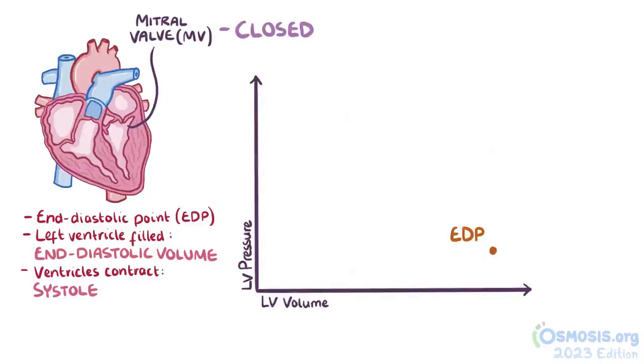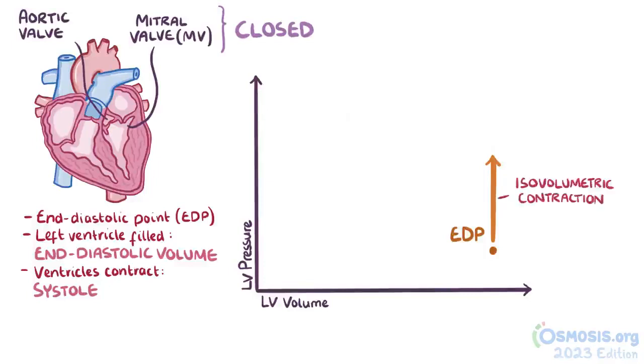When the ventricle contracts, it makes the pressure shoot up. But because the mitral and aortic valves are still closed, the left ventricular volume doesn't actually change. So this phase is called isovolumetric contraction because iso means the same and volumetric refers to the volume.